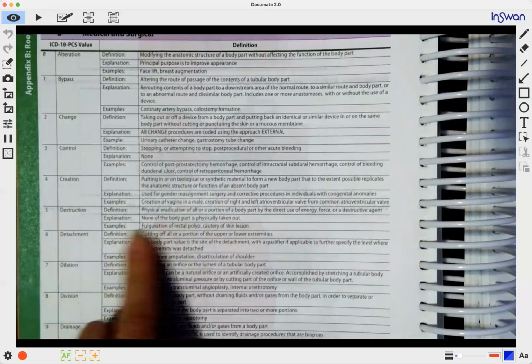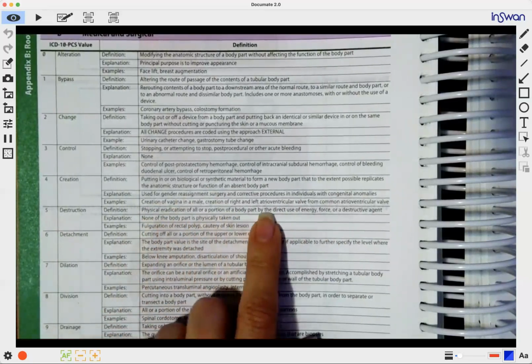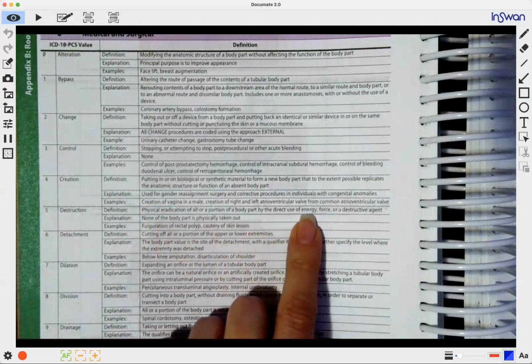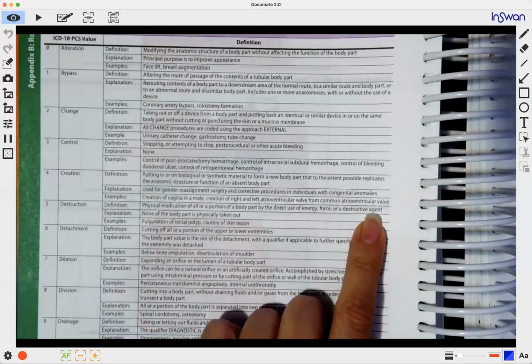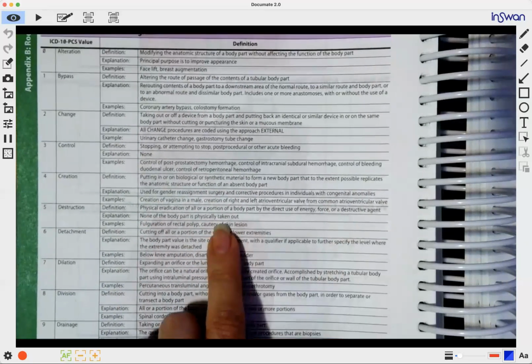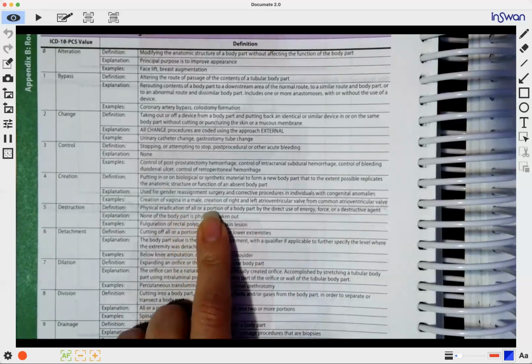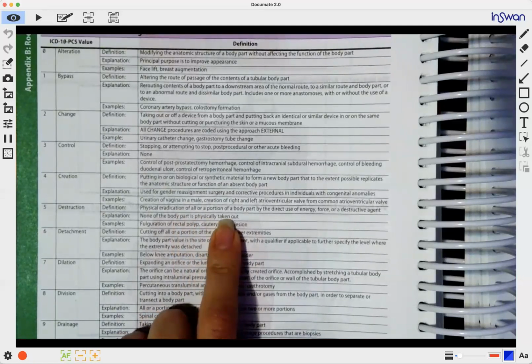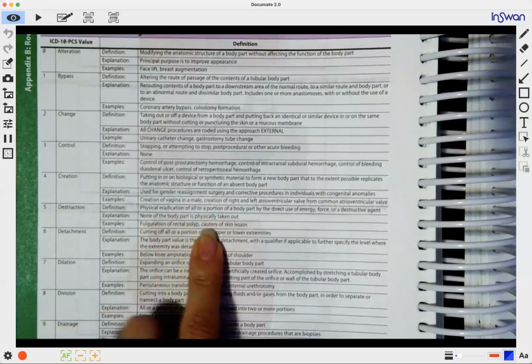Destruction, physical eradication of all or a portion of a body part by direct use of energy, force, or a destructive agent. So none of the body part is physically taken out. It is physical eradication. So there's nothing left to remove. And that would be like a fulguration of a rectal polyp. Cautery. So anytime you've seen cautery, that is a destruction because there's nothing to remove, right?